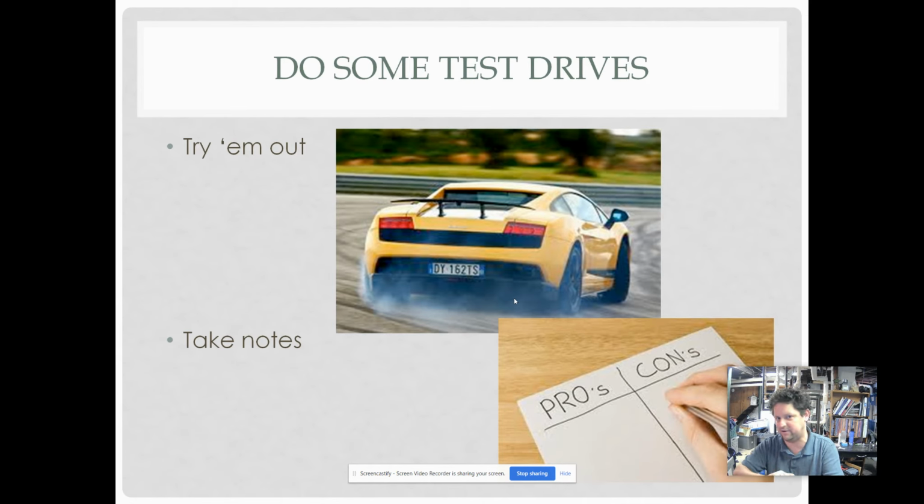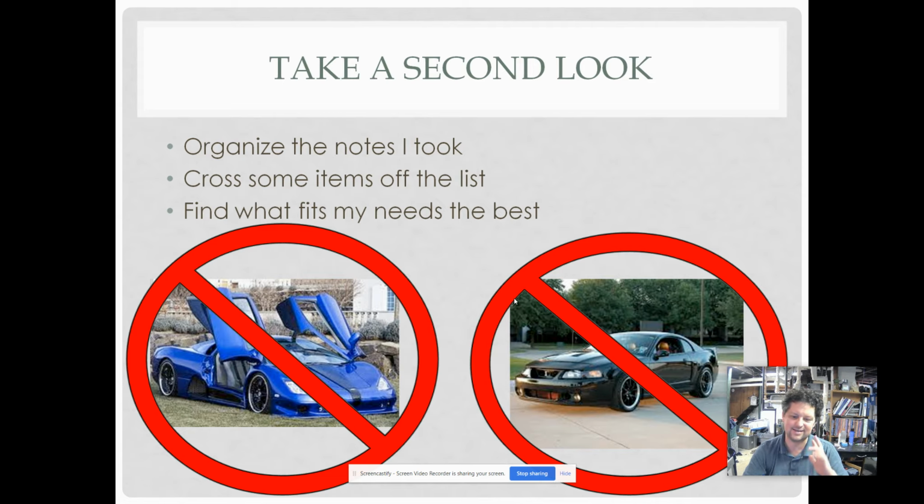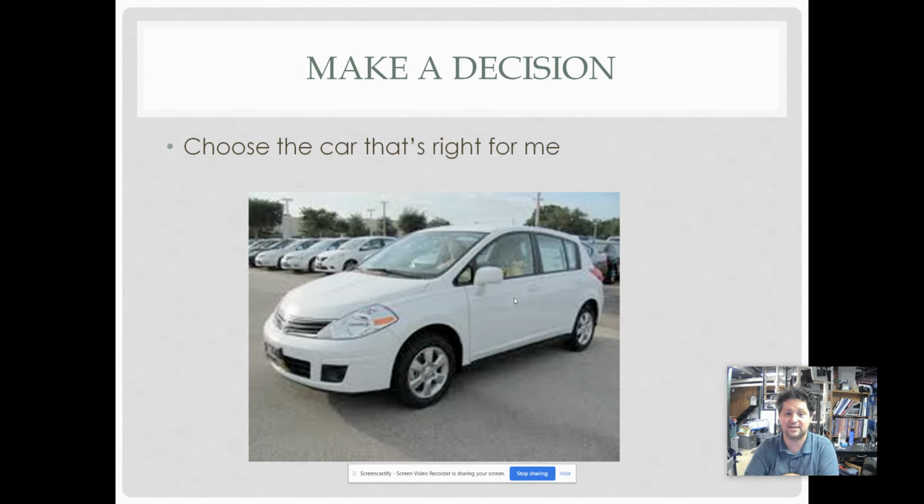And then I take a second look when we get home, right? We finish up our test drives, we go home, we organize the notes, we cross some items off the list, right? These aren't really going to be able to fit car seats, and we find the one that fits our needs. That's right, the one my wife liked. And so we buy this Nissan Versa. Coincidentally, I did buy this Nissan Versa, and the day that it got run over by a moving van was one of the best days of my life. I hated that car. But anyway, we purchased it.